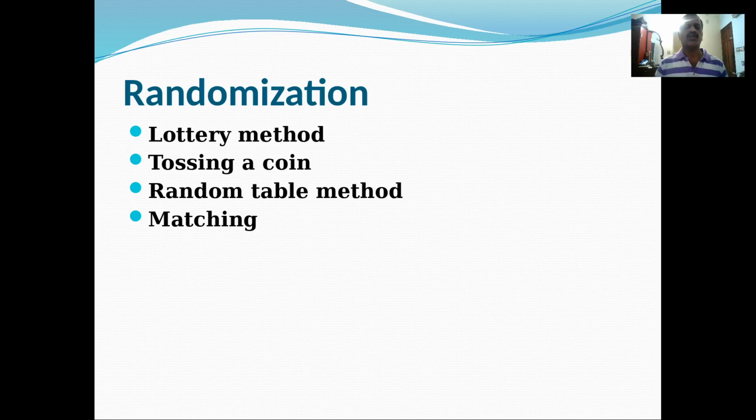Those patients who are coming to the OP, you want to allocate them into either the experimental method or the control group. So whenever they come, you just toss a coin. We fix it beforehand: if the head comes, they will go to the experimental group; if the tail comes, they go to the control group. So this is tossing a coin. That is also by chance. They are going to either the experimental group or the control group.